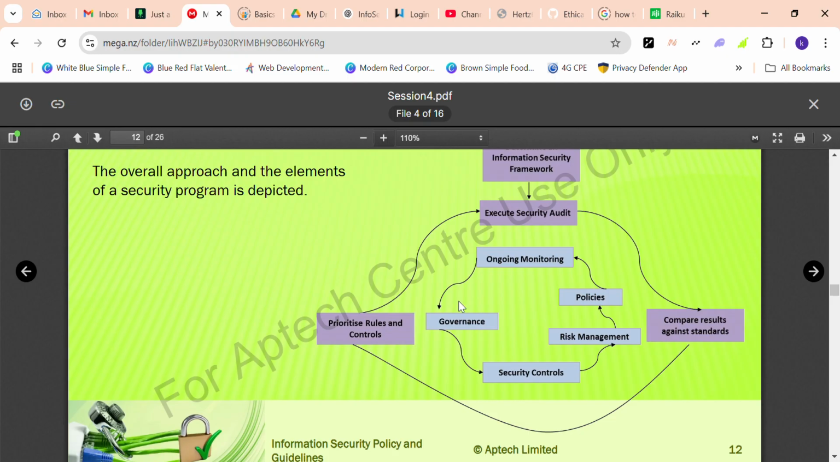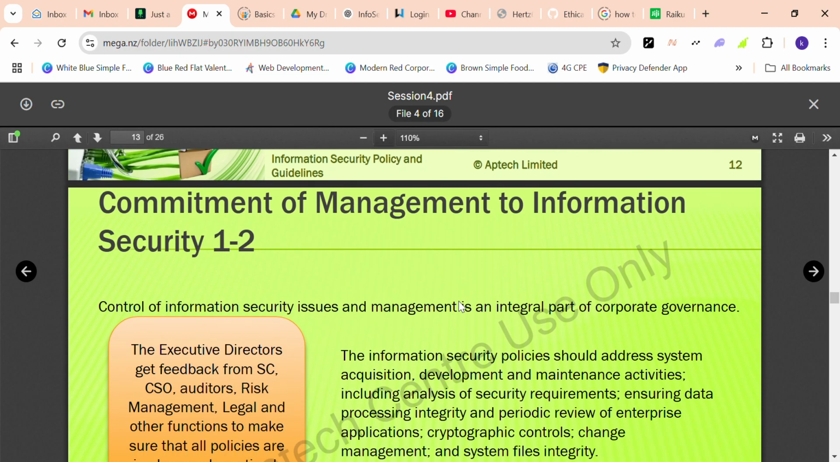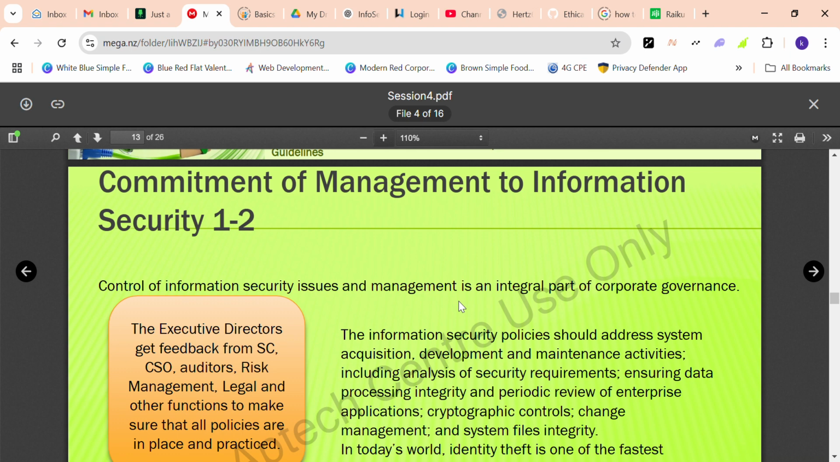Are you with me? In this field, you can end up as a compliance officer, risk governance, risk and compliance officer. So, commitment of management to information security, your commitment to it.